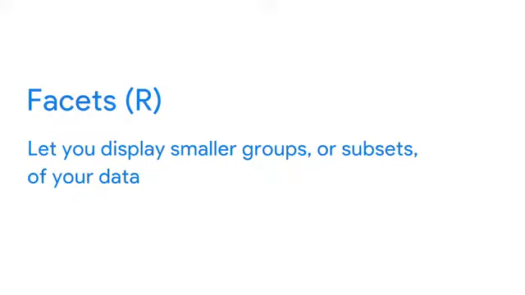Welcome back! In this video, we'll learn how to use the ggplot2 facet functions to display our data in new ways. Facet functions let you display smaller groups, or subsets, of your data. A facet's a side or section of an object, like the sides of a gemstone. Facets show different sides of your data by placing each subset on its own plot. Faceting can help you discover new patterns in your data and focus on relationships between different variables.